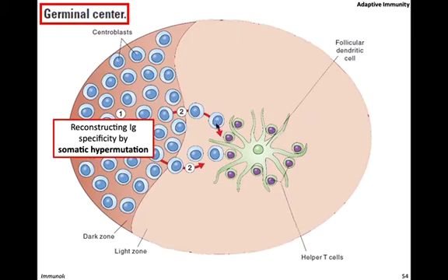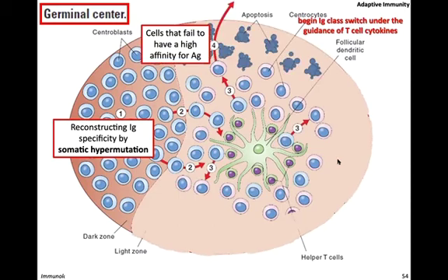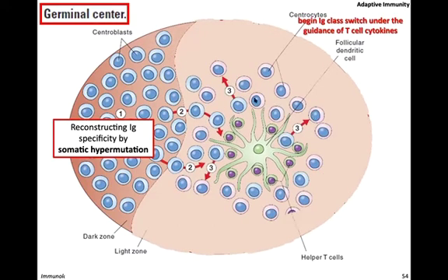and hence it is named a centrocyte. And it interacts with the FDC, or the antigen-presenting cell, which is presenting the antigen, together with interaction with the T cell. You can see the helper T cell here is around the antigen-presenting cell. The interaction of these centrocytes with the antigen-presenting cell, together with the T cell, will lead to activation of these centrocytes to either further differentiate or do Ig class switching, of course under the guidance of the T cell cytokines.